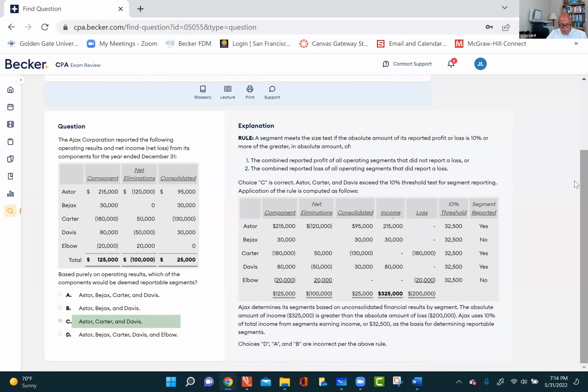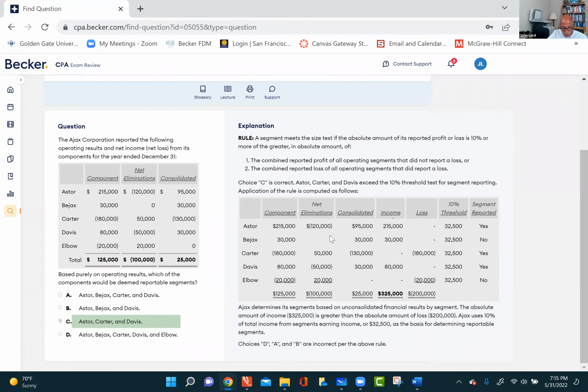Okay. All right, good. Now, when we look, notice what they did here, guys. They give us the different components. They give us the eliminations. They give us the consolidated. This net elimination consolidated is useless. We're only going to look here. And what we're going to do is group the profitable segments together, and then group the loss segments together.